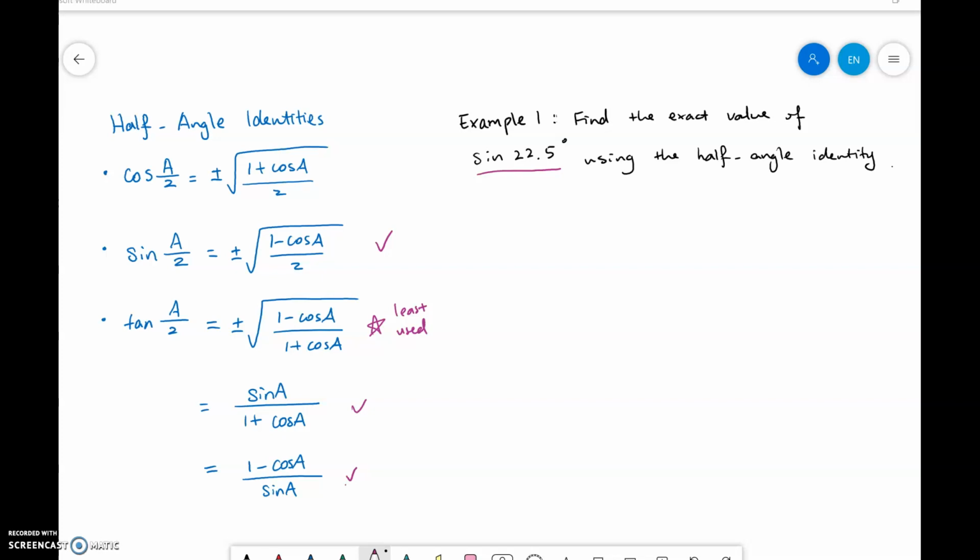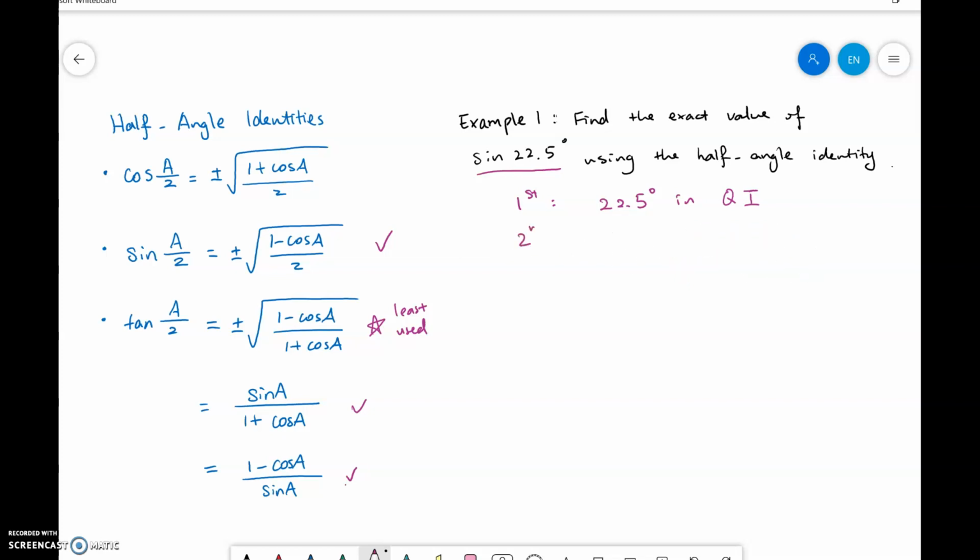Okay, so first, 22.5 is in quadrant 1. That means sine of 22.5 degrees equals the positive version of square root of 1 minus cosine of a over 2. Okay, so I will need it for the next slide. I need something before it.